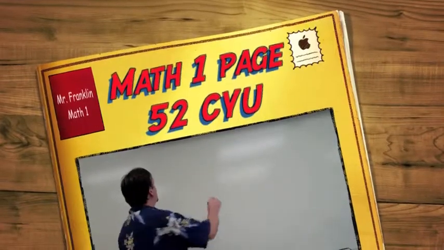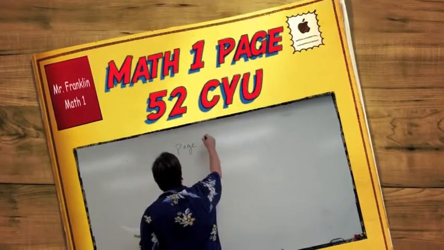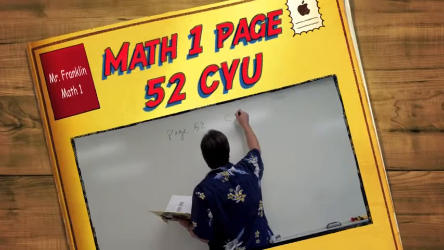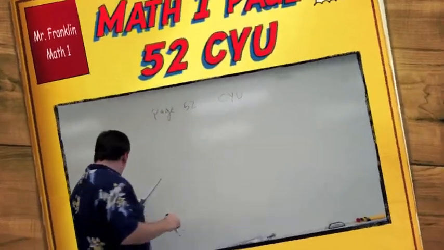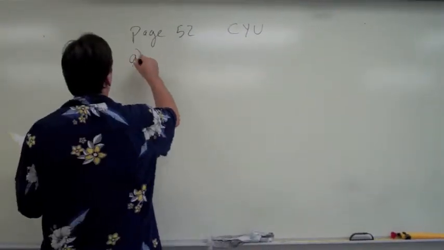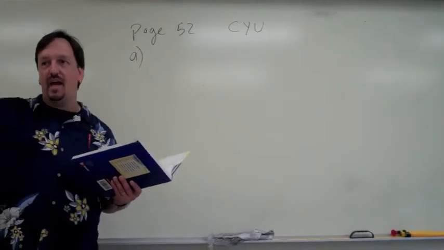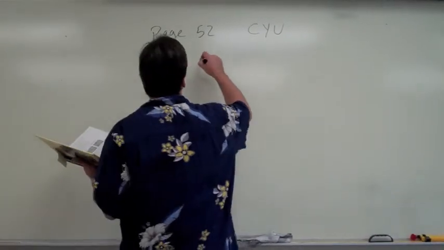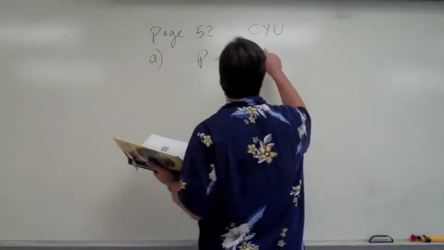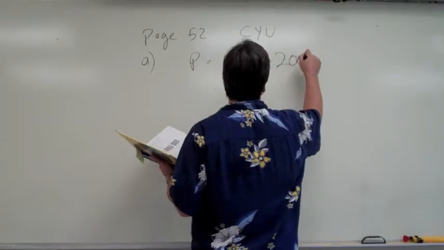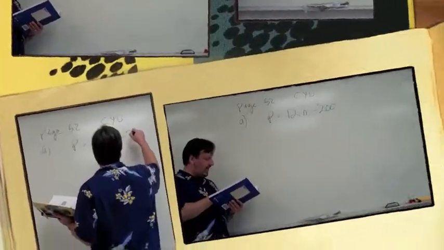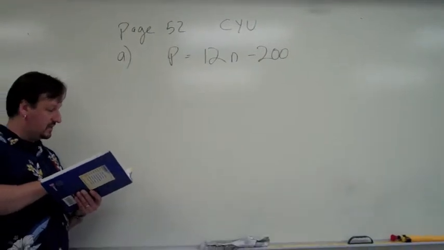All right, on page 52. The problem is to check your understanding. The abbreviation for that is always CYU. Part A. Who feels that they got part A? P equals 12n minus 200. Good. And we did have an example problem that we went over in class with this.